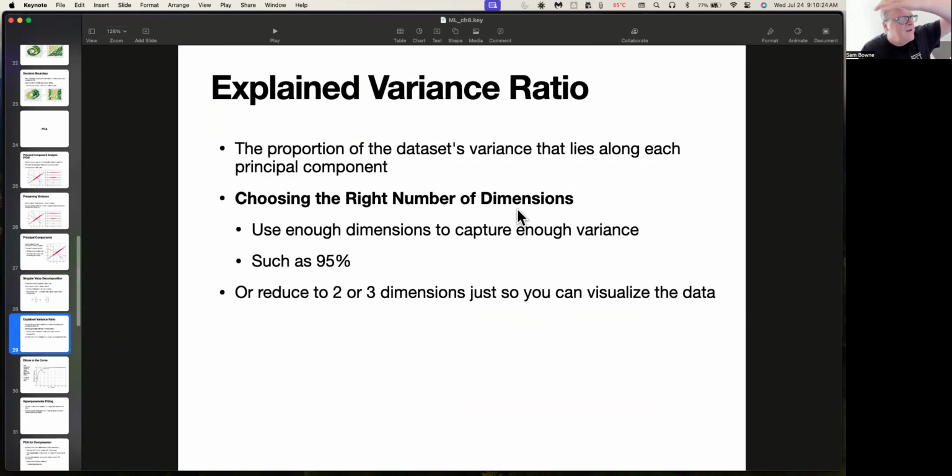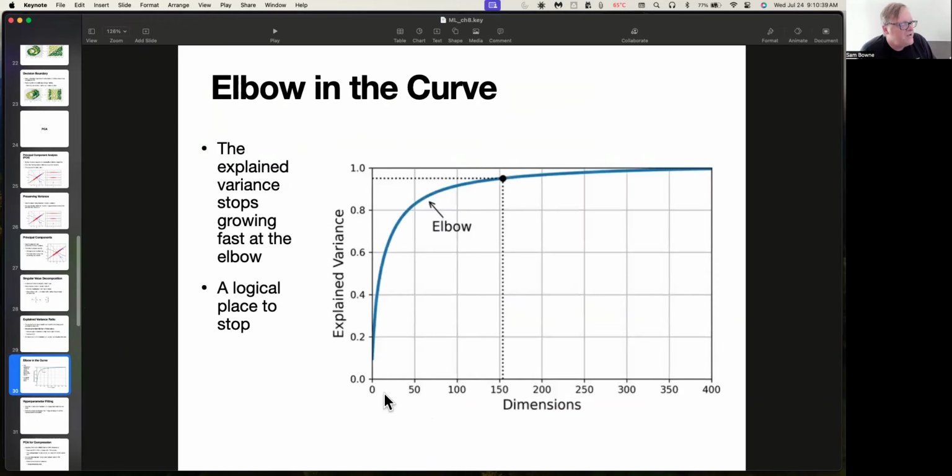So now you just have to decide how much variance you want to explain. And you can just choose. For example, maybe it would be enough to get 95% of the variance, or maybe you want to reduce down to a certain number of dimensions so you can visualize the data. There are various ways to go. The more dimensions you retain, the more variance you get, and so you can choose where to stop. Typically you find the point of diminishing returns, the elbow in the curve, where it would take a lot more dimensions to get more variance.